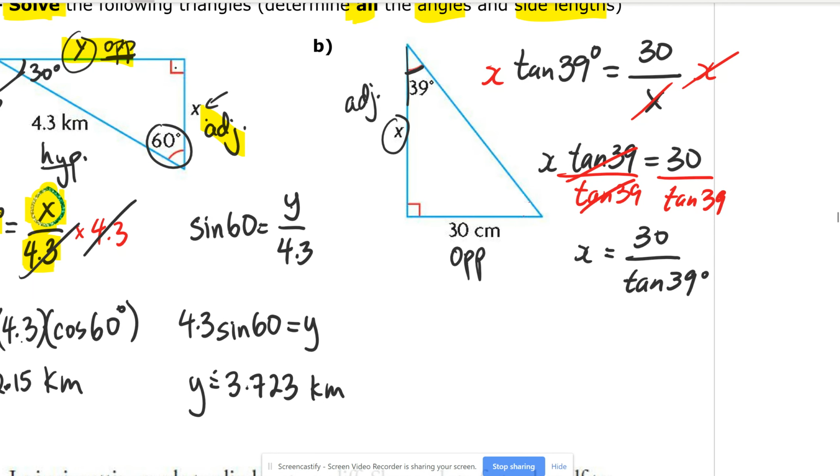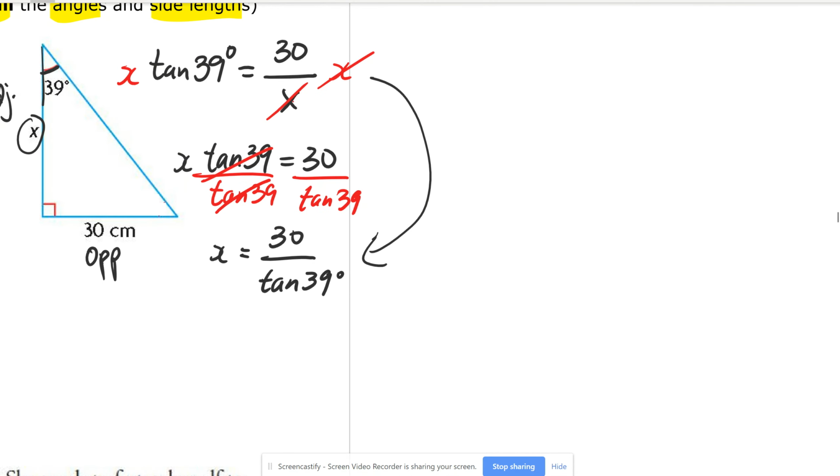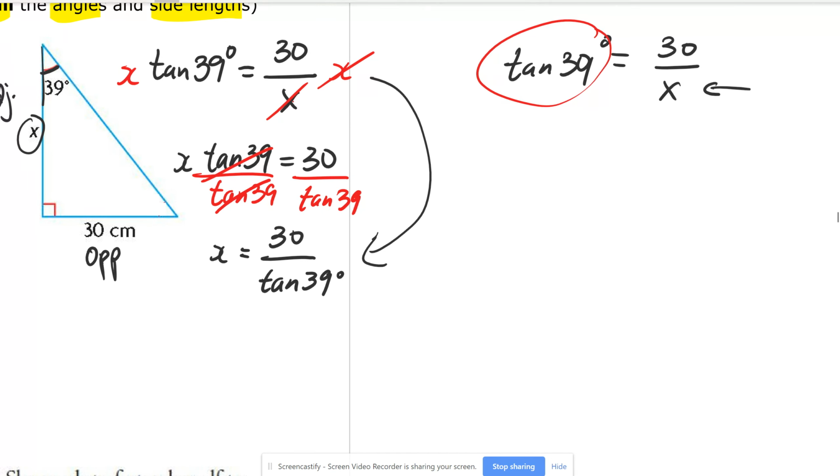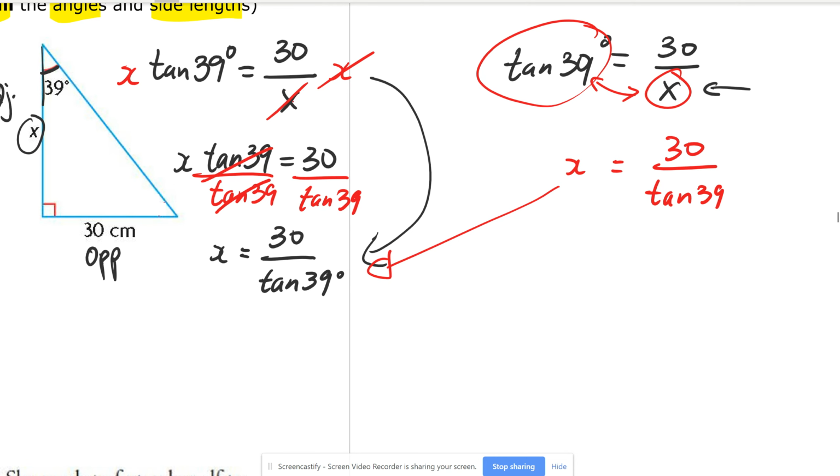Okay, now can I go from here to here in one step? Yeah, you can. So if you see tan 39, if you see a ratio and the unknown variables in the bottom, all you got to do is take that denominator and switch them around so that you get x on the left side and 30 over tan 39 on the bottom. So you're just making them switch places, which is exactly what you end up having here.